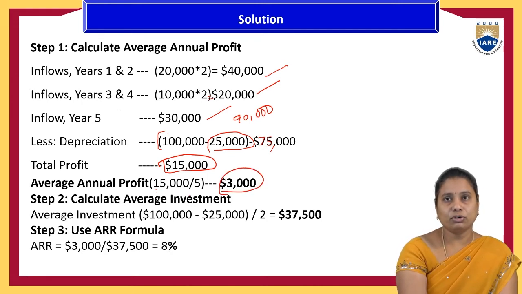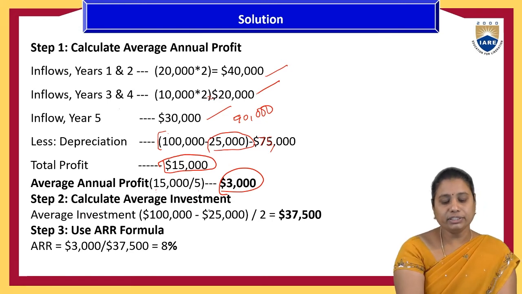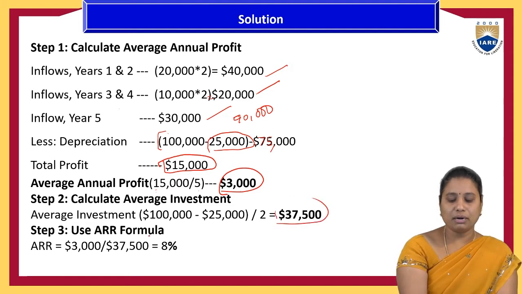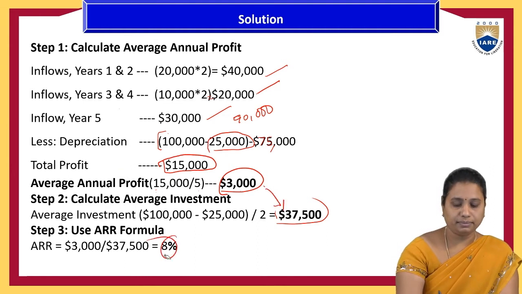15,000 for 5 years, they are going to get back that amount. So that's why it is 3,000. And average investment is 1 lakh minus 25,000 salvage value, divided by 2, that is 37,500. And by using the formula of ARR, 3,000 divided by 37,500, that is 8%.